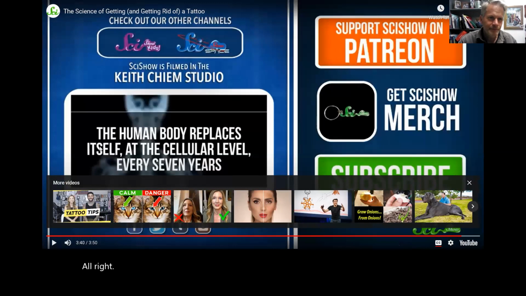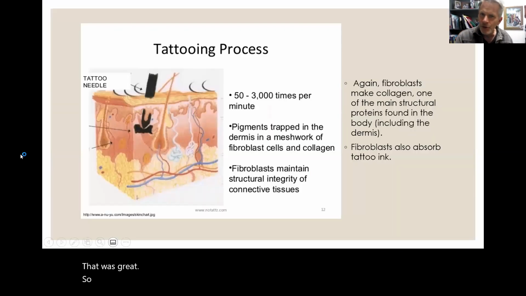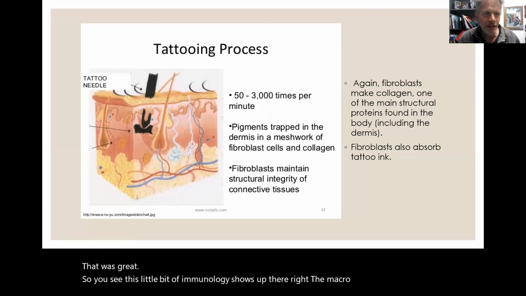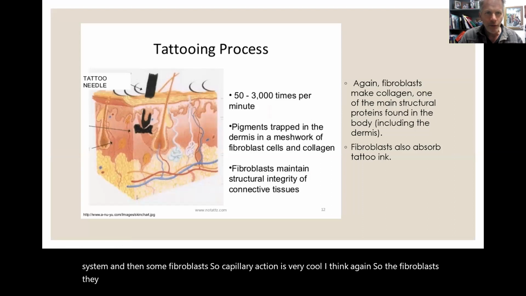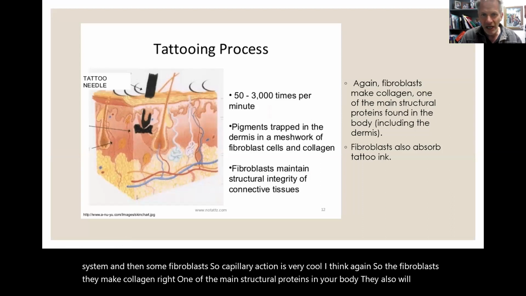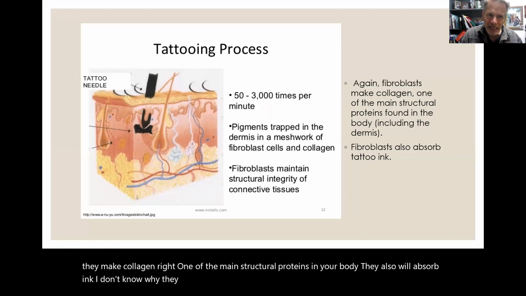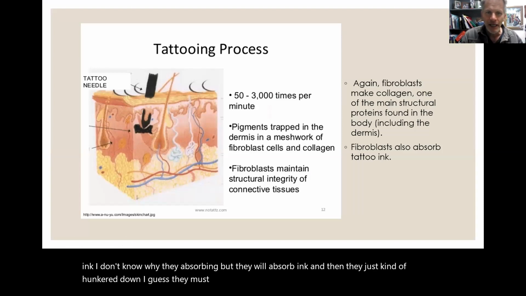That's great. So you see that a little bit of immunology shows up there, right? The macrophages and the immune system, and then some fibroblasts. So capillary action. It's very cool, I think. Again, the fibroblasts make collagen, right? One of the main structural proteins in your body. They also will absorb ink. I don't know why they absorb ink, but they will, and then they just kind of hunker down. I guess they must live a long time, and there's your tattoo.